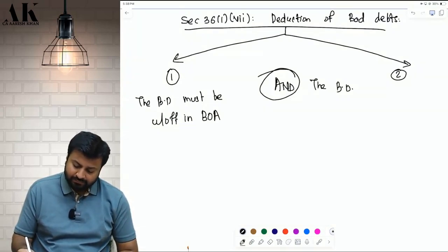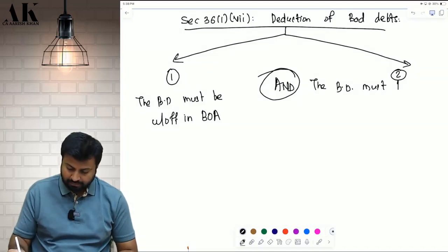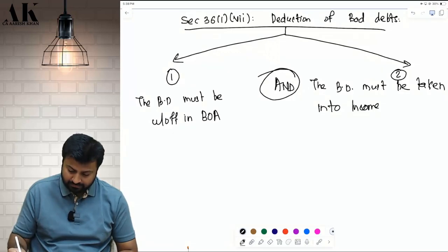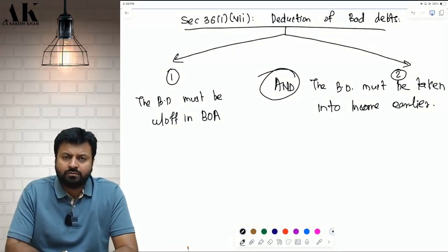Second condition. The bad debts must be taken into income earlier. So the bad debts must be taken into income earlier. Let me give you an example of these two conditions.